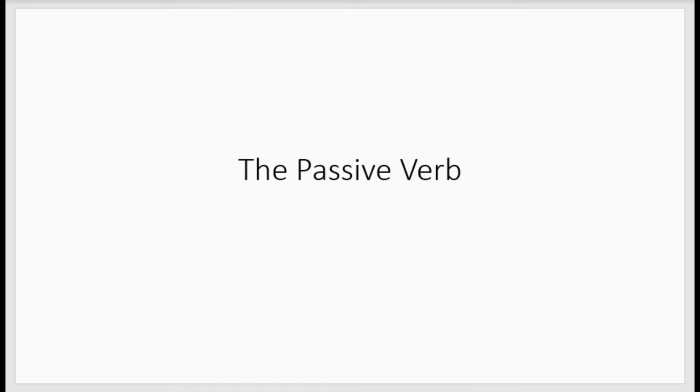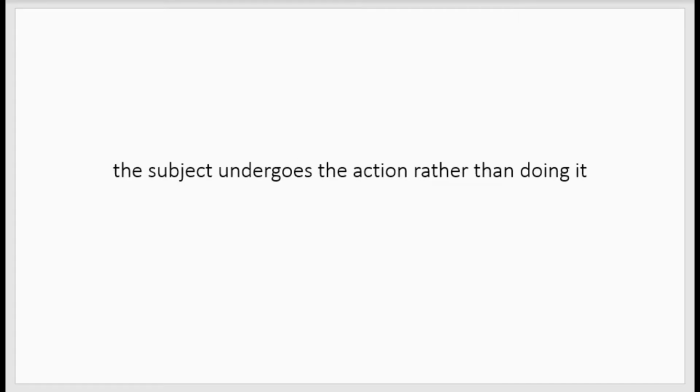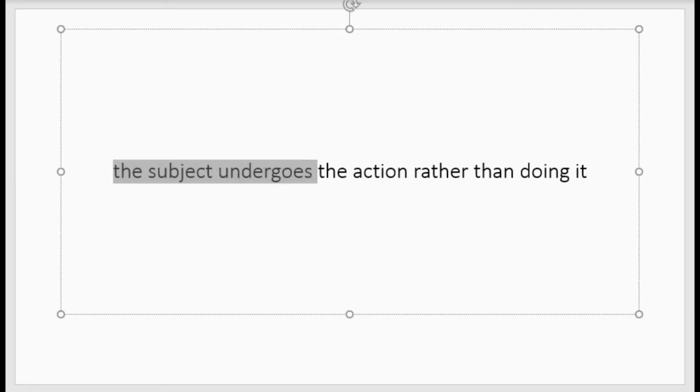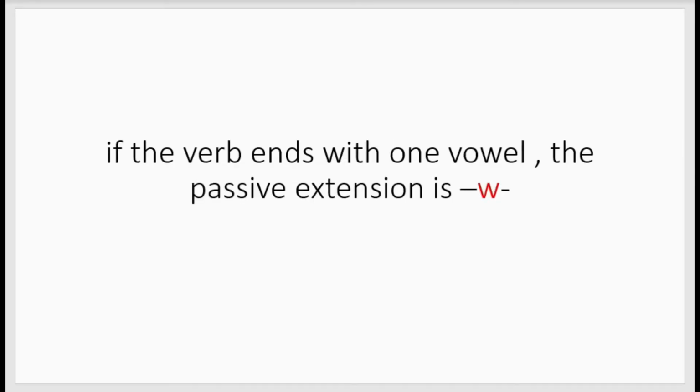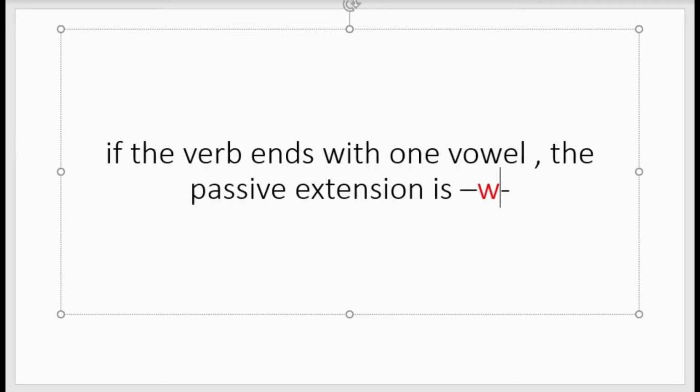Okay, now to start with the passive verb. Now in the passive verb, the subject undergoes the action rather than doing it. Okay, if the verb ends with one vowel, the passive extension is wa.